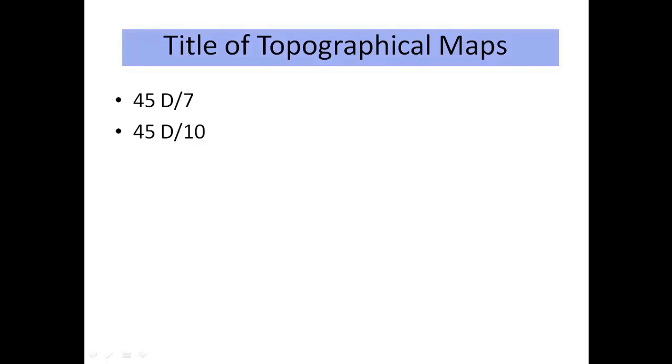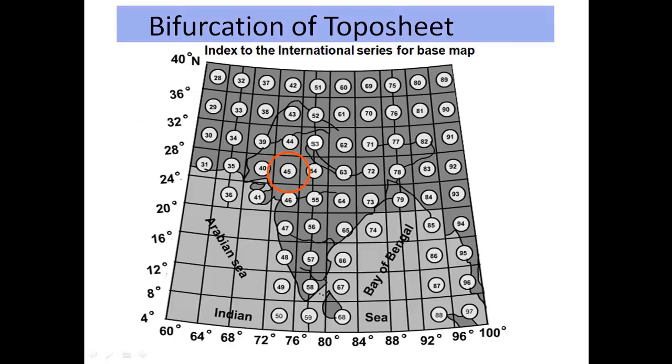Now we'll talk about the title of a topographical map. As you can see, the title of this topographical map is 45D7 and D10, Rajasthan Gujarat region. Does it make sense? Let's have a look. If we look at this map of India, it is drawn on Bonne's projection. As you can see, the Indian subcontinent has been marked or indexed from 28 to 97 blocks. And you can see here, the area that has been demarcated by the British to map is from 60-degree longitude to 100-degree longitude east, and from 4-degree latitude north to 40-degree north latitude.